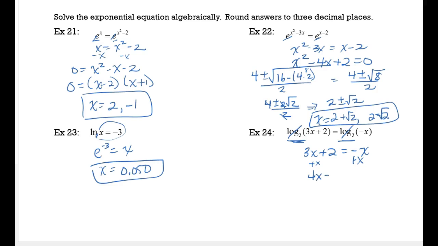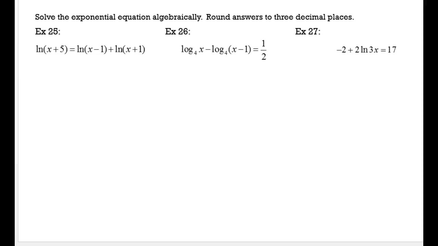So I have 4x plus 2 equals 0. 4x equals negative 2. Divide by 4. So x is equal to negative 1/2. Using those properties of logarithms, it becomes pretty simple.